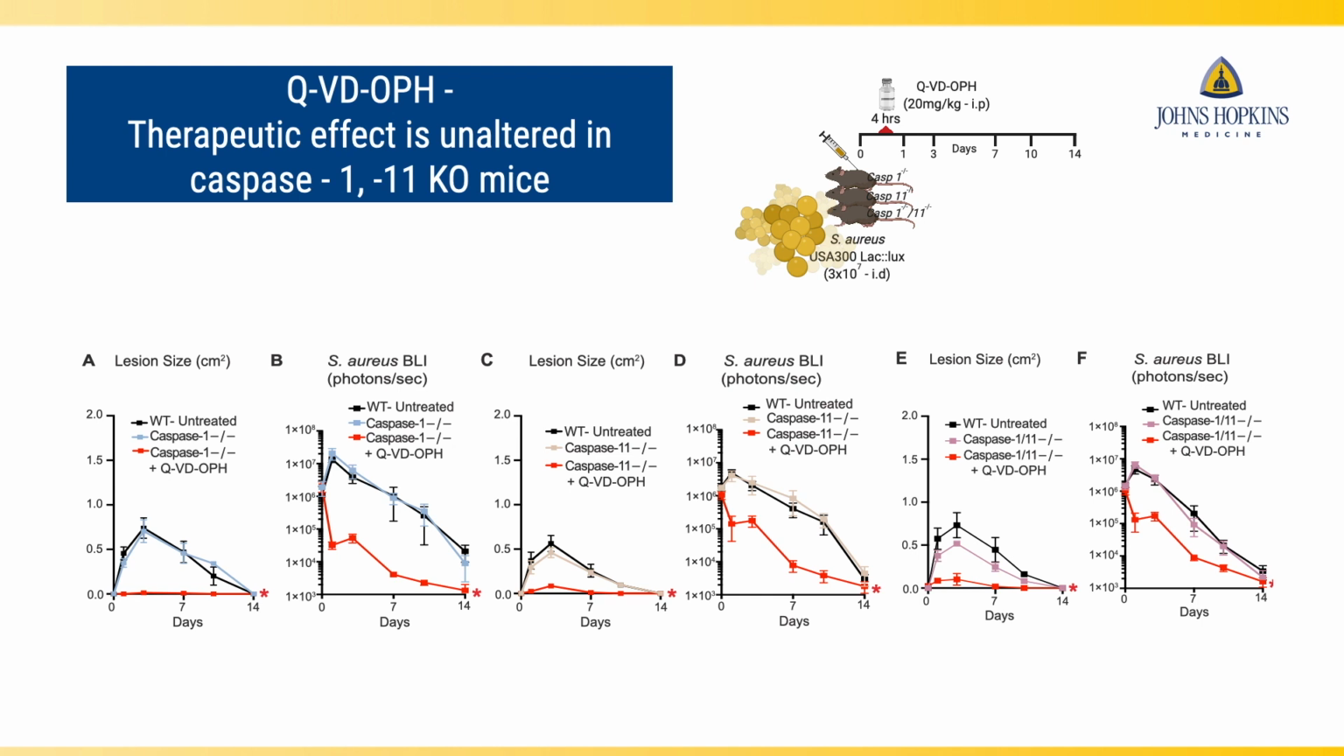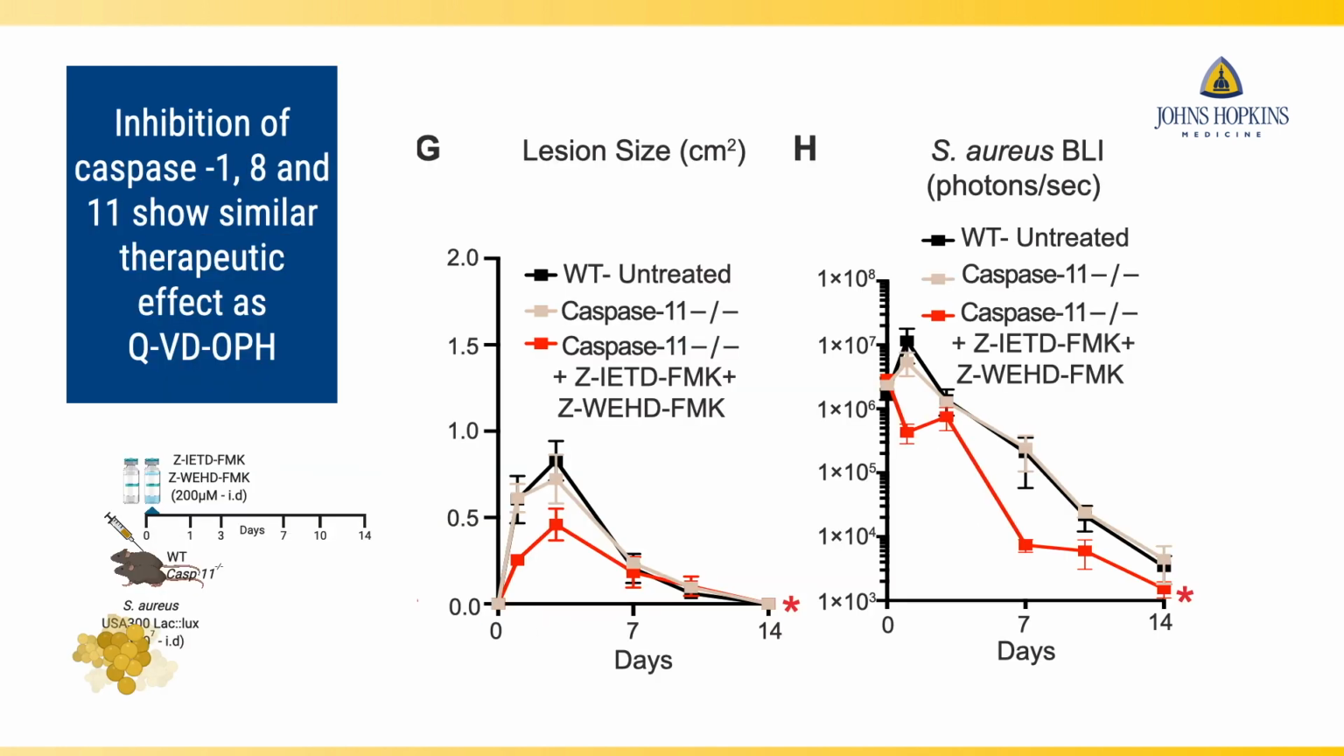And when mice that lacked caspase 1 or 11, or both 1 and 11, were treated with the inhibitor, the therapeutic effect was unaltered in the mice, suggesting that inflammatory caspases and inflammasome activation were dispensable for Q-VD-OPH efficacy. Therefore, in the process of identifying the specific role of inflammatory caspases in the therapeutic effect of Q-VD-OPH, we inhibited caspase 1 and 8 with specific inhibitors of similar compounds in nature in caspase-11 knockout mice. So essentially, when we inhibited the inflammatory caspases 1, 11 along with caspase 8, interestingly, we observed a similar therapeutic effect as we observed with Q-VD-OPH.